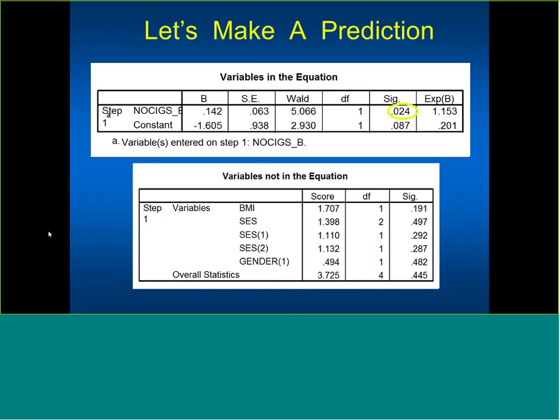And so I do what's called a stepwise regression. I put in each variable as a step. And the number of cigarettes smoked before my intervention was significant at 0.024. That's the step that was entered first. And then the other variables are not in the equation, the BMI, the socioeconomic status, and the gender, because none of those were significant.